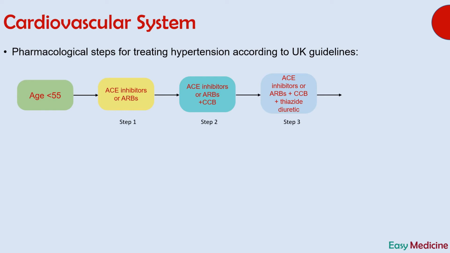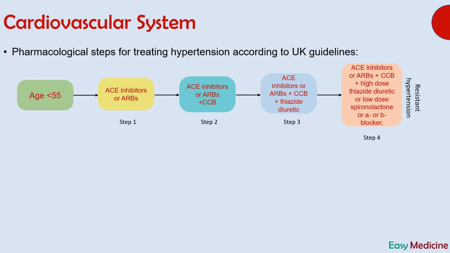If it is still not controlled, then step 3 includes administration of ACE inhibitors or ARBs with calcium channel blockers and thiazide diuretics. If the patient's blood pressure is still not in the reference range, then step 4 involves administration of ACE inhibitors or ARBs plus calcium channel blockers plus high dose thiazide diuretics or low dose spironolactone or alpha or beta blockers. And this type of hypertension is called resistant hypertension.